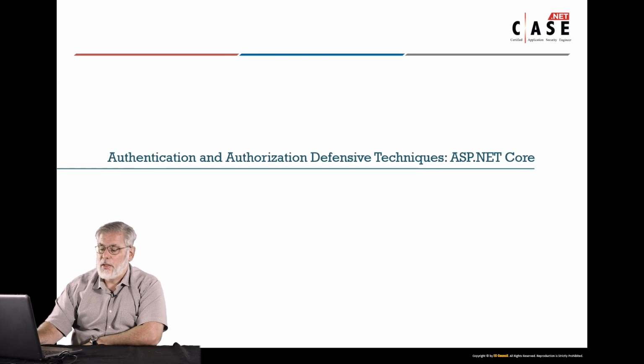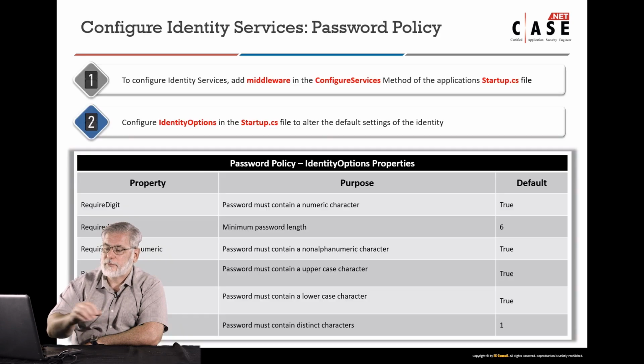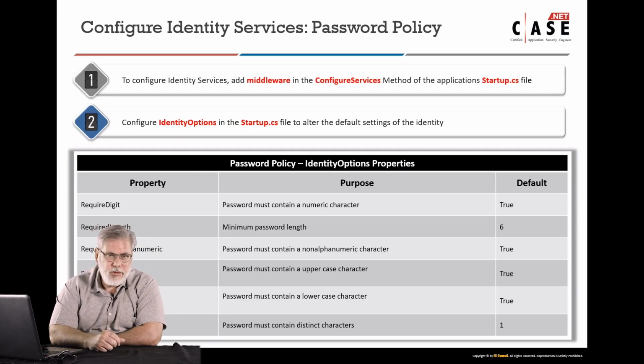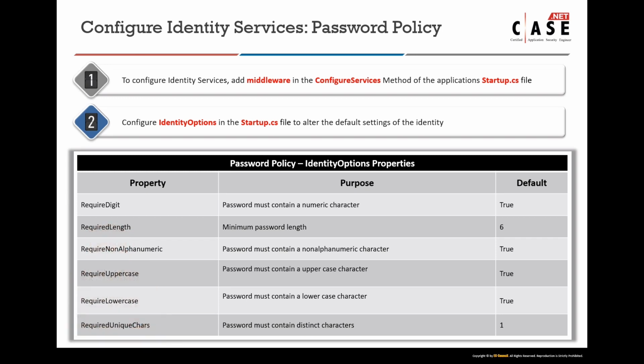ASP.NET Core defensive techniques. Few simple things you can do here to help defensively code your program. Here we're looking in the startup.cs file to set some identity options. So we're going to require a digit. We're going to require a minimum password length. Now, by the way, these values are being displayed just as examples.